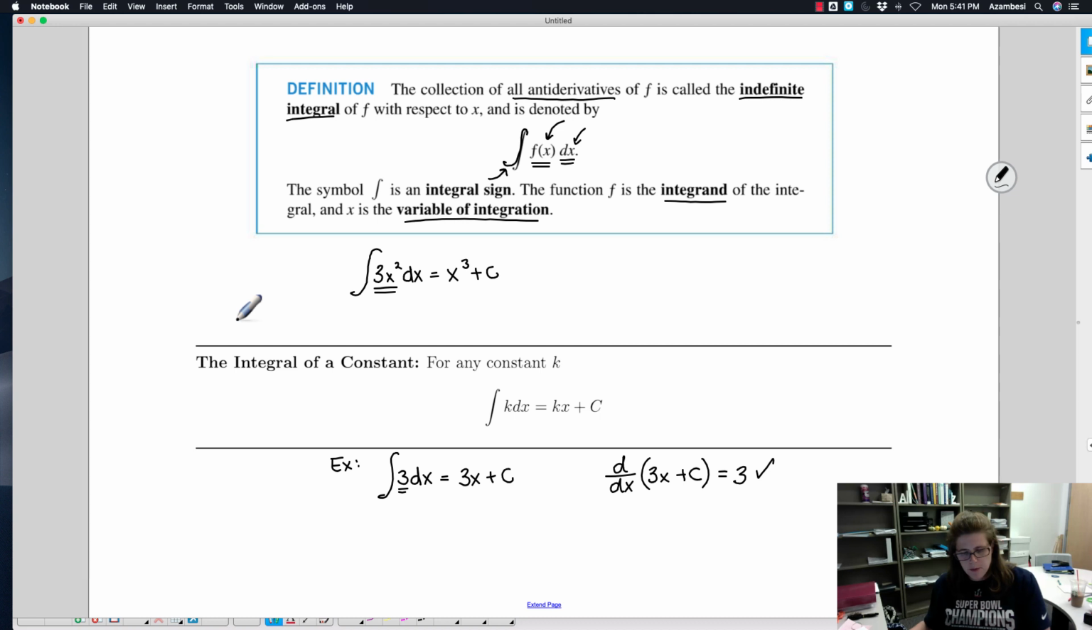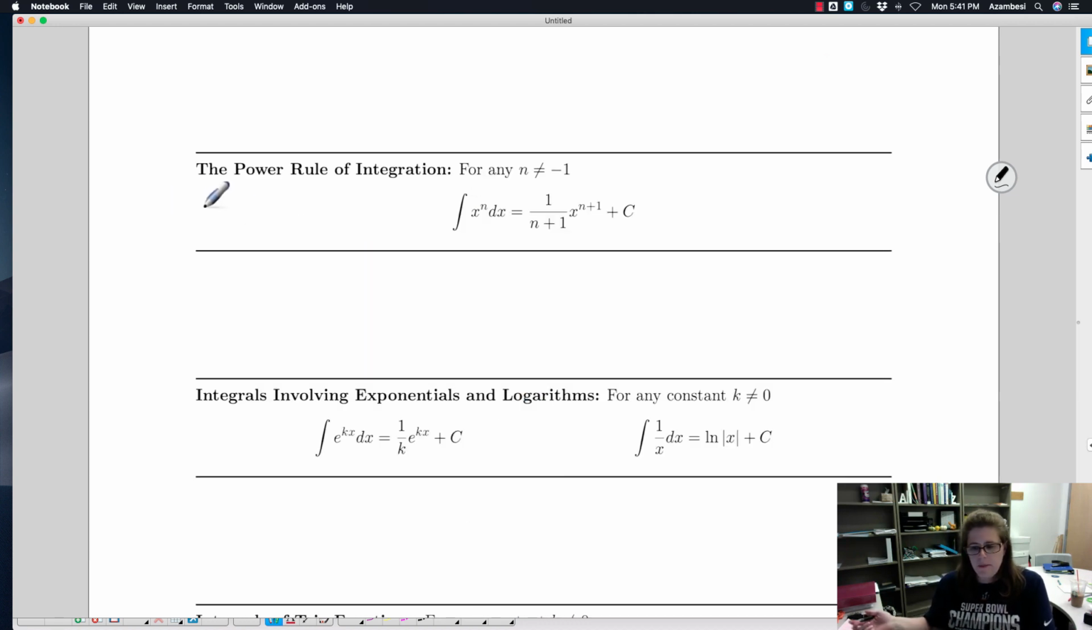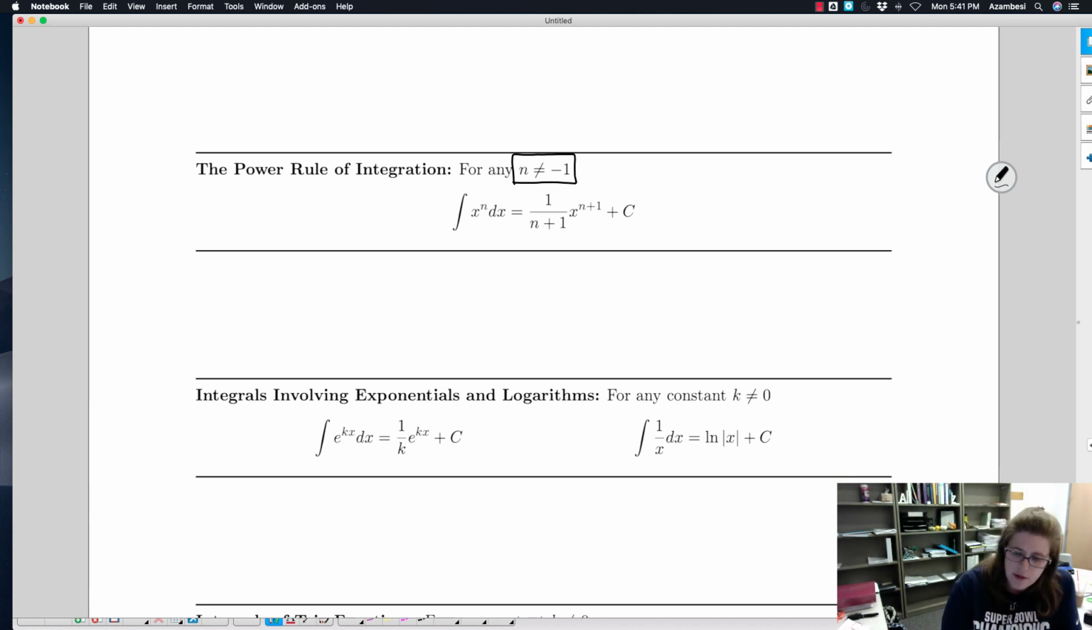And we're going to learn a couple more rules today, but we've been using one kind of intuitively already. So let me turn the page. For the power rule of integration, for all powers not equal to -1, if I have the integral of x to the n power dx, it's 1 over n plus 1 times x to the n plus 1 plus c.